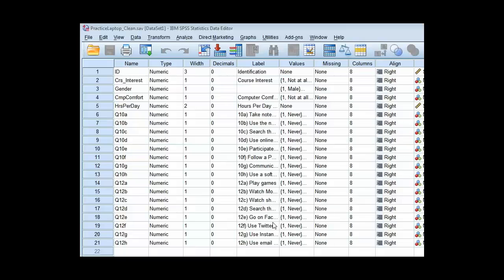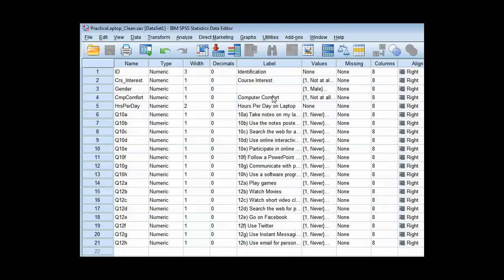Okay, I'm going to show you how to run an independent t-test in SPSS. And the example I'm going to use is looking at gender and gender differences in course interest, computer comfort, and hours per day. You see the labels here: course interest, computer comfort, and then hours per day on the laptop.